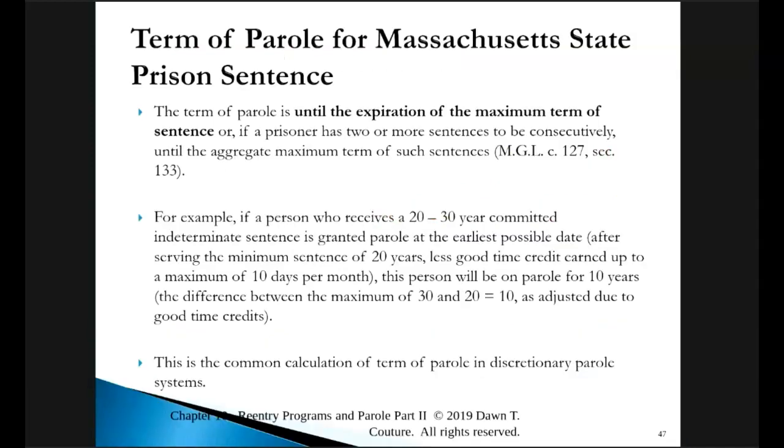The term of parole in Massachusetts is the difference between the amount of time served and the amount of time left on your sentence. So, on a state prison sentence, 20 to 30 years, if the offender is granted parole at the earliest date, which would be 20 years less good time credits, or completion credits, which I'll talk about.